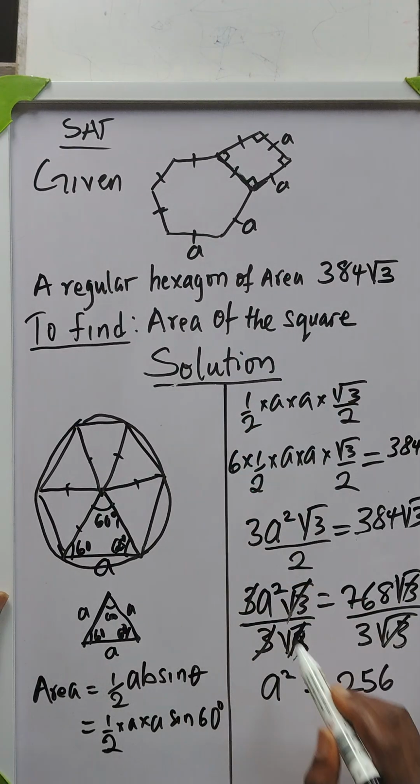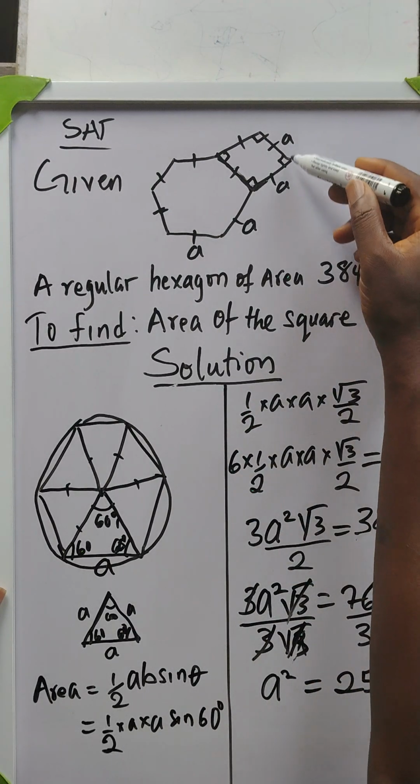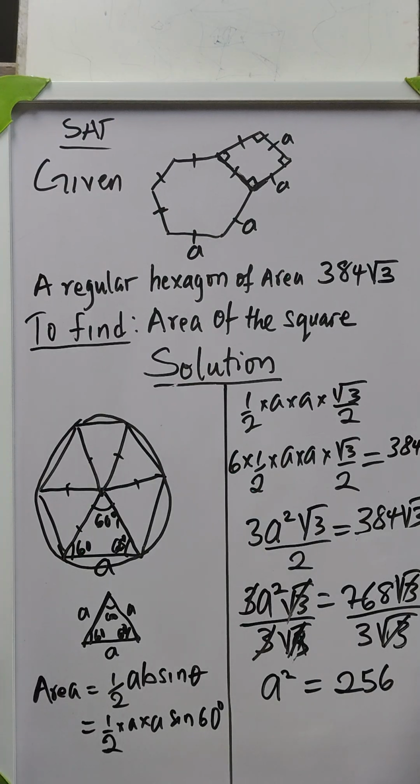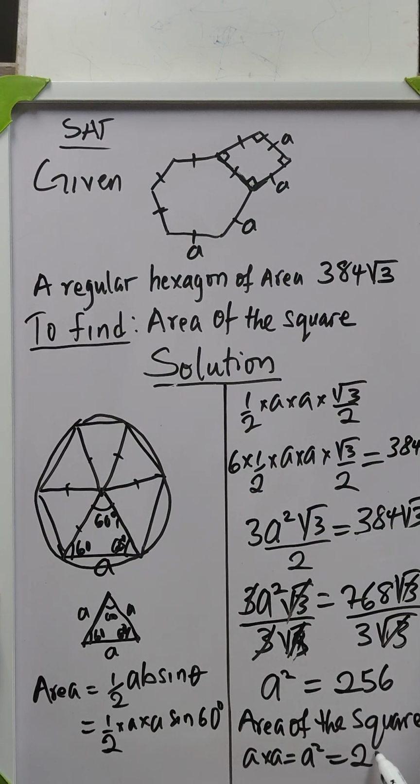Now, the area of a square, since each side is A, is A squared. So the required area of the square is A times A, which is A squared, and that is what we got as 256.